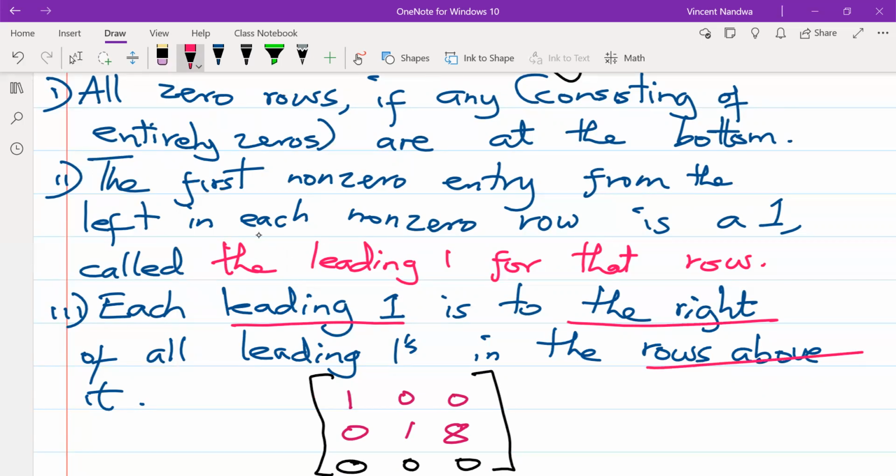So this matrix has only 3 rows. And the third condition is referring to when we are in this second row, because this is the only row that has non-zero elements whereby we can do the comparison with what is above it. So this 1 is to the right of the leading 1 of row 1. You see, this is row 1, this row 2, this row 3. So this 1 is to the right with respect to the leading 1 on the row above it.